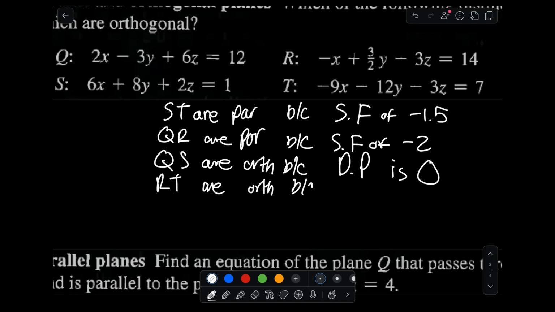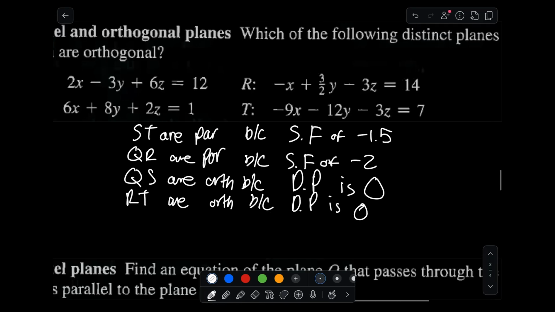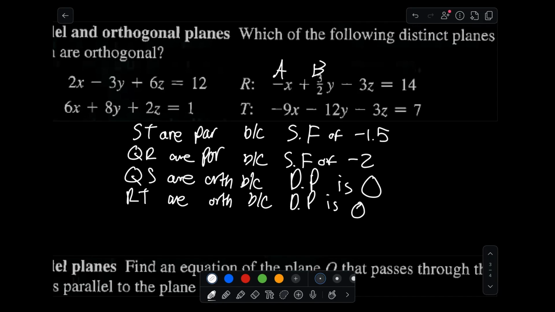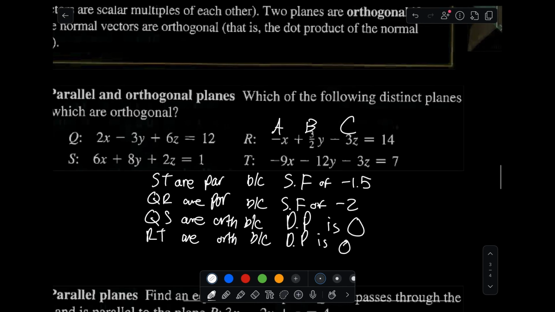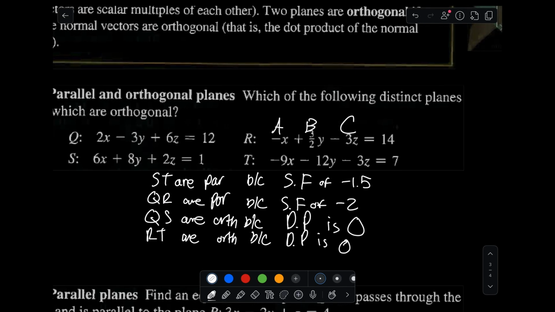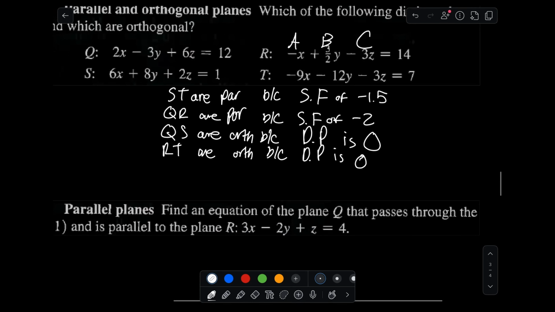And that's like the quick shortcut to know. So always look at your A, B, and C components to look for if the two planes are orthogonal, and then look at just lining them up like this, add them up, find out your dot product.